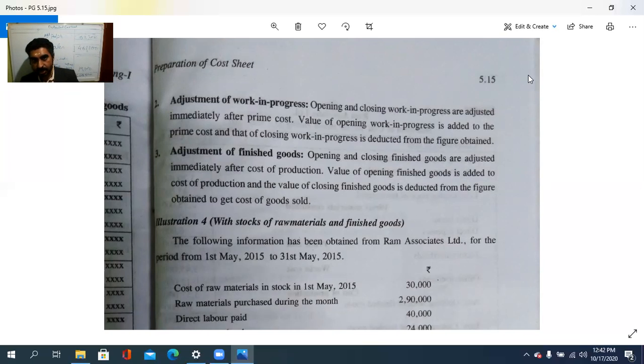We are adjusting that so that we will calculate the cost of goods sold. Okay, these are the three different types of adjustments in the cost sheet. So clear? Adjustment with regard to the RM, raw material, adjustment with regard to the WIP, work in progress, and adjustment with regard to the finished goods. So today we saw a detailed cost sheet, its format and the problems also, and how the adjustment with regard to RM, raw material consumed, WIP, work in progress, and FG, the finished goods, is to be undertaken.